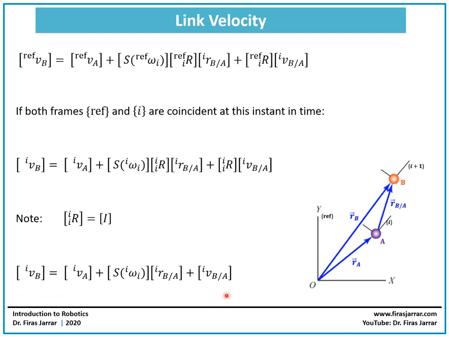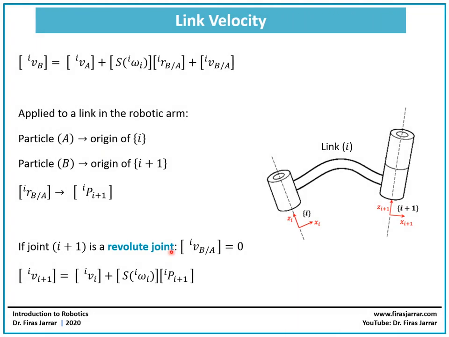So now we have the velocity equation as follows. This is the equation here, which is representing the velocity of particle B as a function of the velocity of particle A and the velocity of particle B with respect to A.